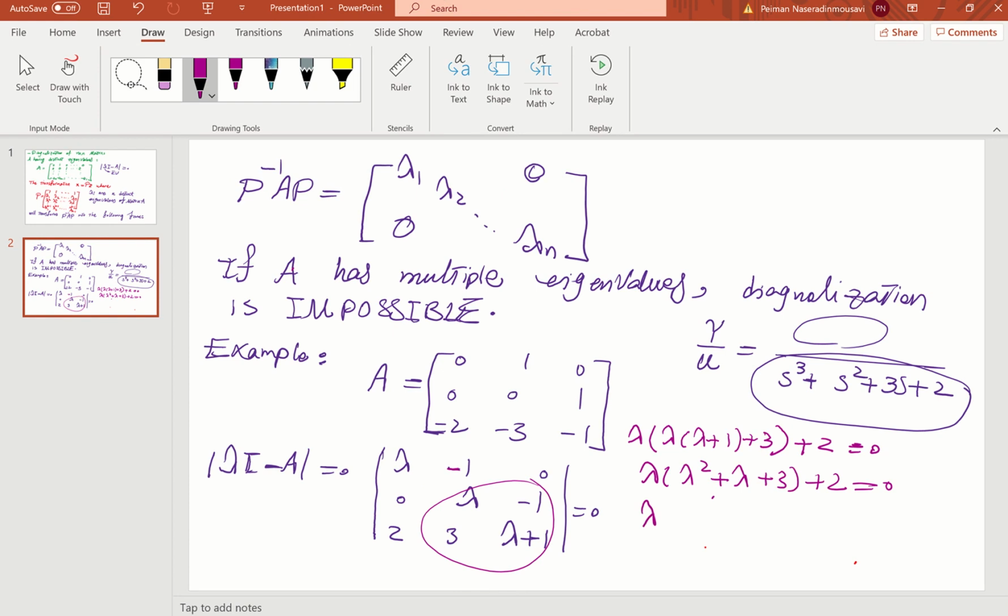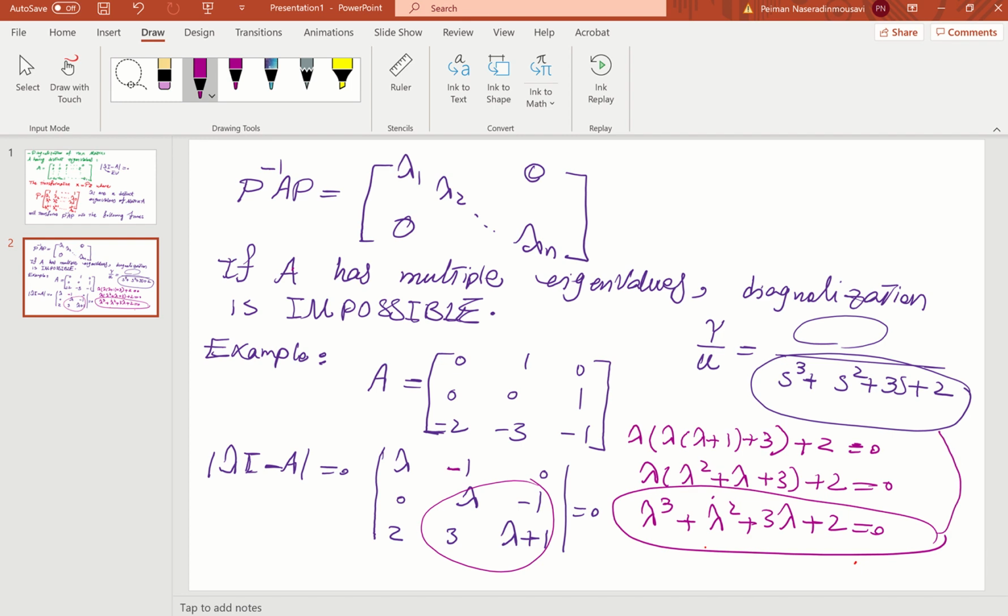So you're gonna have lambda cubed plus lambda squared plus 3 lambda plus 2 equals 0. And this is the equation, or the characteristic equation. Why do I say characteristic equation? Just compare this with this, for this canonical controllable form. You see, exactly this. In undergraduate control, if you remember, we name this the characteristic equation. So it's the same as that. That's right.